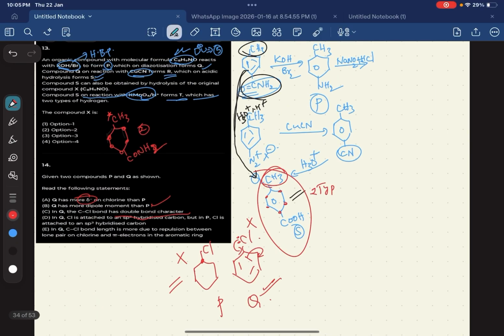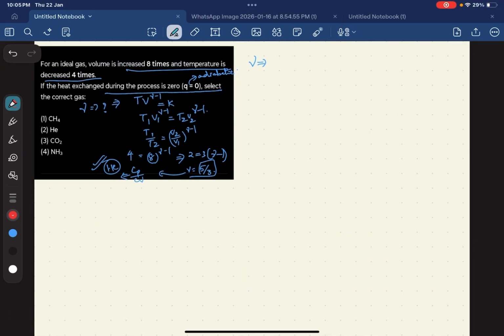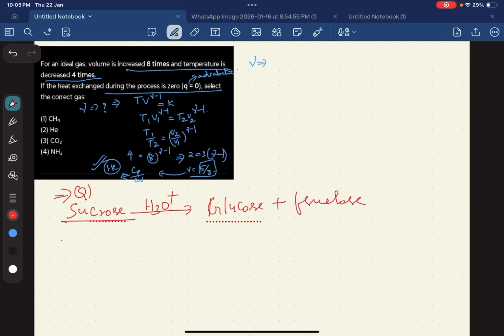Coming to the next, some more questions are given here, students. First I will discuss those. The questions are on sucrose over hydrolysis, statement type. Sucrose over hydrolysis, what are the products? Glucose plus fructose. This is basically inversion of cane sugar. That means the resultant optical rotation is levo, and this one is dextro. This resultant is levo.